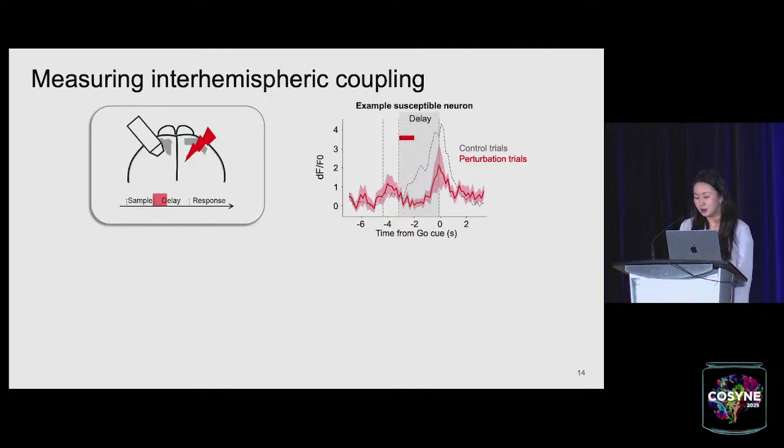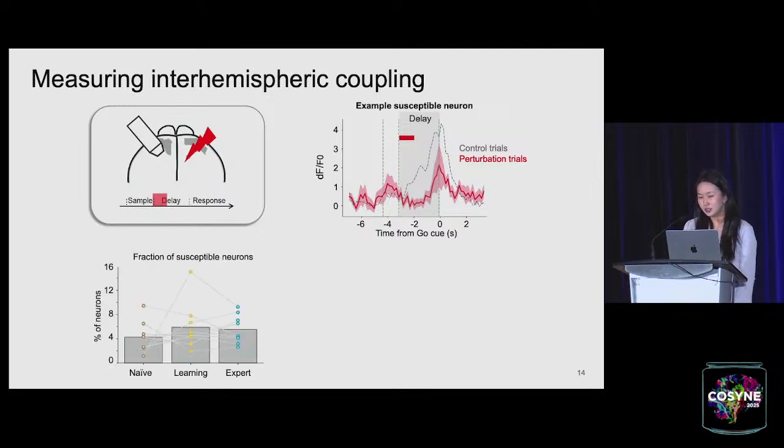We can quantify the prevalence of these neurons, and across learning, there's about the same amount of neurons that are susceptible. This suggests to us that the coupling strength between hemispheres is constant, which is interesting given the emergence of gating over learning. So here we might think that long-range connections are fixed. But actually, that's not the case.